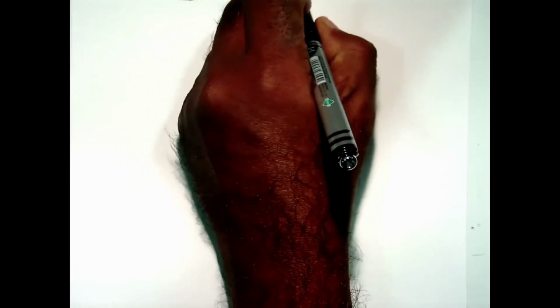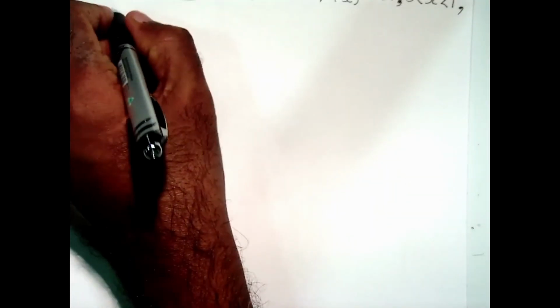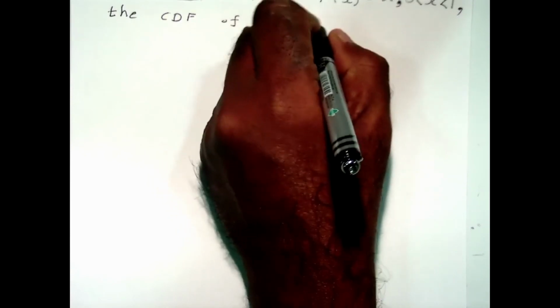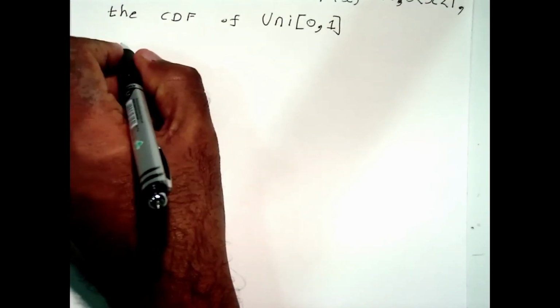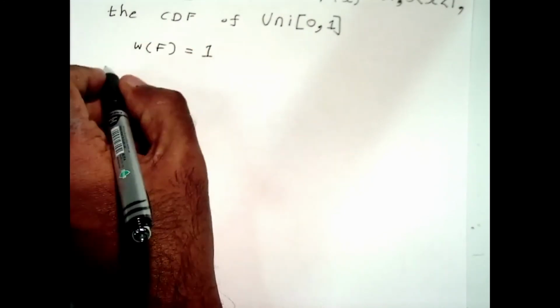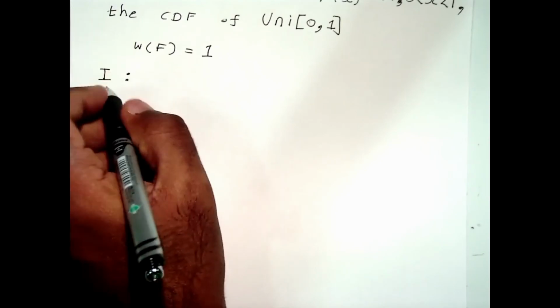So here I'm going to suppose that F of x is equal to x for x between 0 and 1, right? And this is, as you know, the CDF of the uniform distribution on the interval from 0 to 1. Okay, now we know from earlier that w of F for this distribution is equal to 1. So let's start checking the three conditions, starting with condition 1.